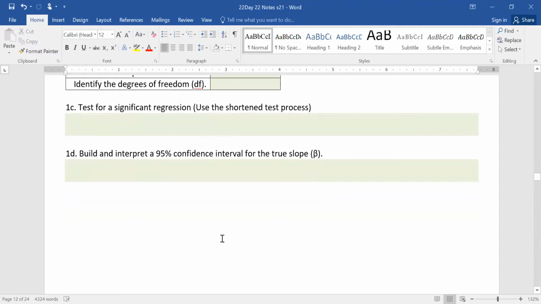Then in 1C, it says test for significant regression. So that's my testing process. You're going to show that full testing process. It's shortened. You're going to show that. And then we're going to build and interpret a 95% confidence interval. Remember, sometimes the results are so close that a confidence interval might actually give you a different answer than the testing process. That happens once in a while. So don't think you did something wrong. It's just maybe your results are borderline, you know?